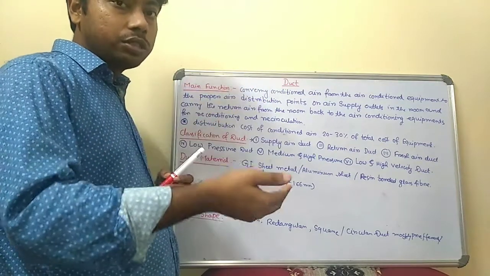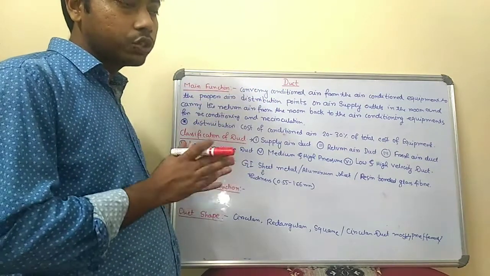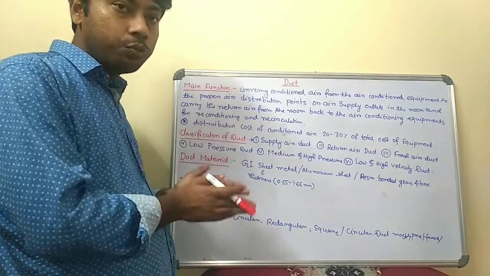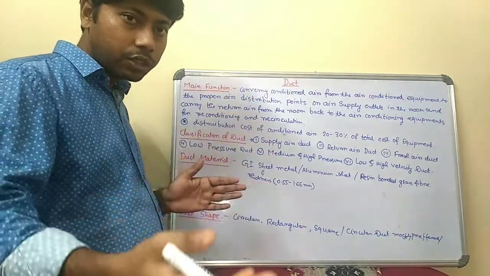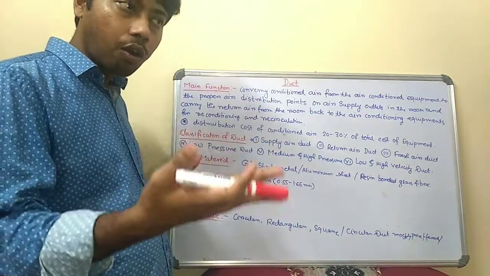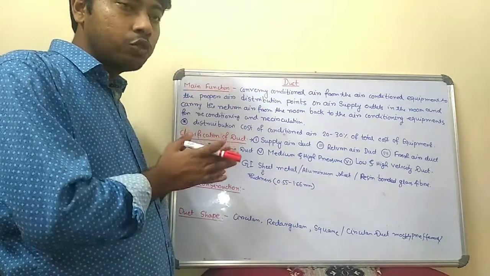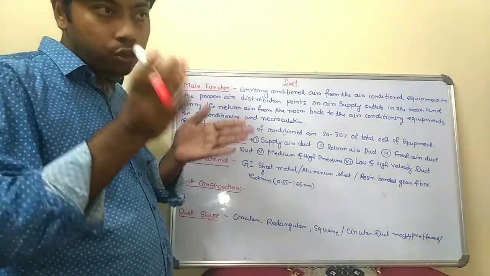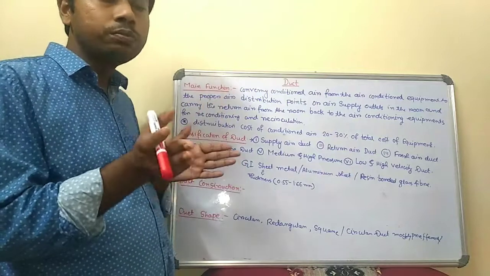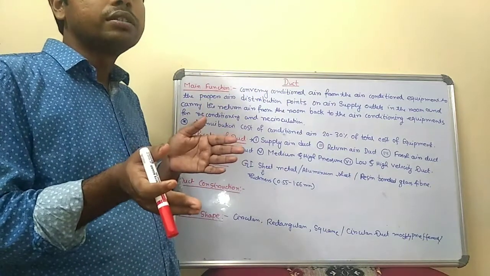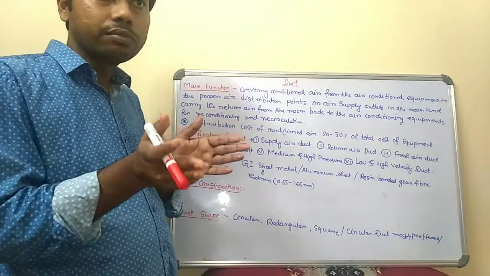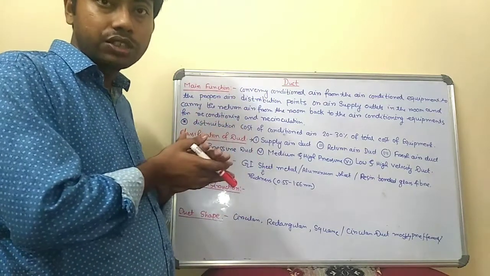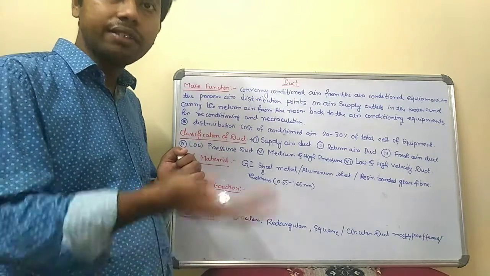As part of the distribution system, the conditioned air should be distributed through the duct from the air conditioning equipment to the room or spaces to be air conditioned, or from the equipment to the distribution point, or from the room to return the recirculating air to the air conditioning equipment for recirculation and reconditioning.